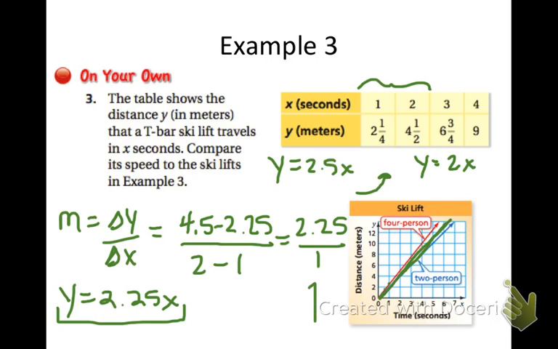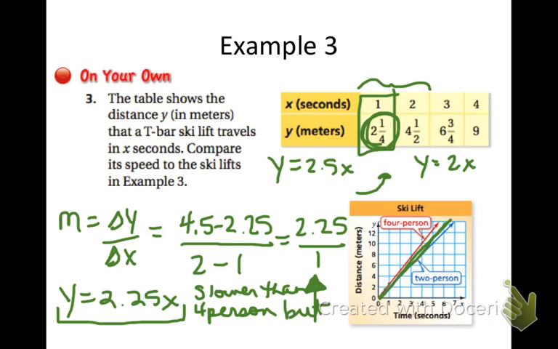Another way of calculating the slope, especially when you look at a table like this, is if you have x equal to 1, the slope is given by the y-coordinate. Sometimes you don't have that and it's too hard to estimate, but if you do, then you can see the slope right there. So to compare the speeds, this is slower than the 4-person lift, but faster than the 2-person lift.